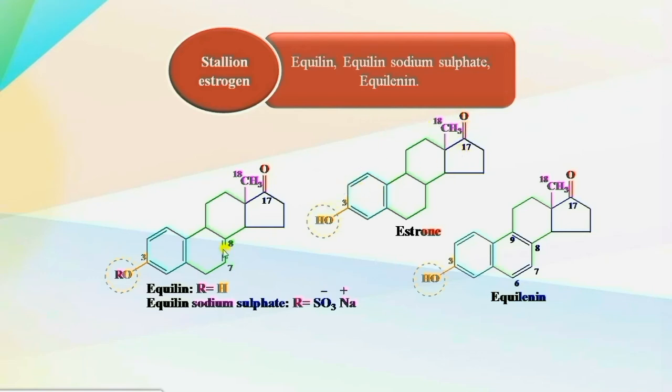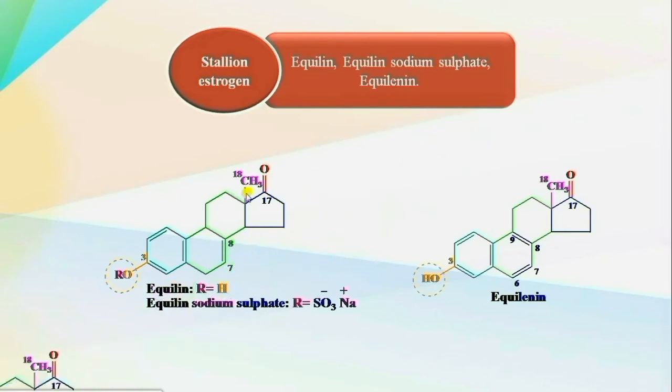And if you analyze the structure of equilin and equilenin, you will find the basic skeleton is the same as that of estrone. The only difference in equilin is unsaturation between carbon number 7 and 8 in the B ring, and the remaining structure is the same as that of estrone. At the 3rd position a hydroxyl group, at the 18th position a methyl, at the 17th position a ketonic function, and unsaturation between carbon number 7 and 8.